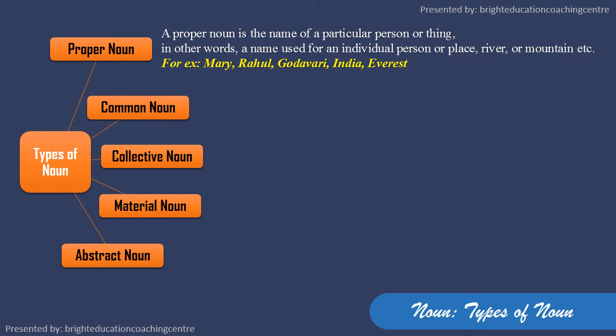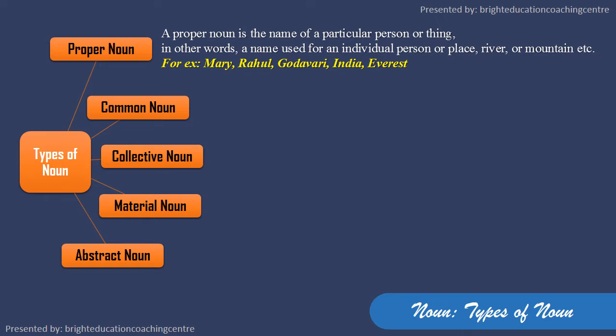Proper noun. A proper noun is the name of a particular person or thing. In other words, a name used for an individual person or place, rivers or mountains, etc. For example, Mary, Rahul, Godavari, India, Everest.